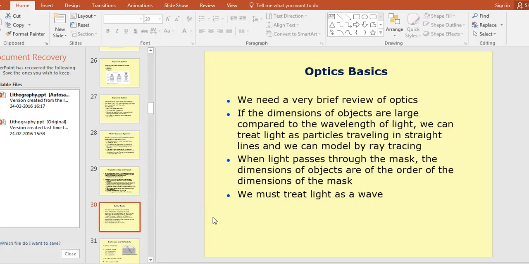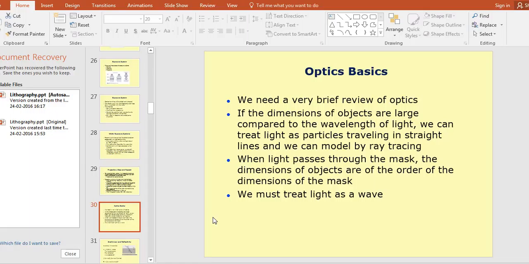Now, to understand the optics involved in photolithography, we need to understand the basic concepts we use when we talk about ray optics. First, if the dimensions of objects are large compared to the wavelength of the light, we can treat light as a particle traveling in a straight line, and we can model it by ray tracing.